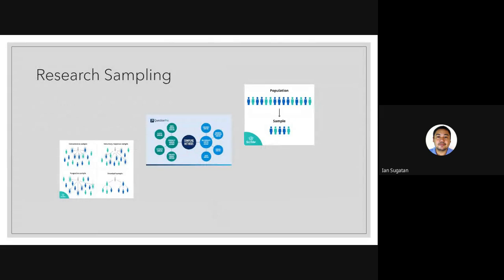So for research sampling, in statistics, quality assurance, and survey methodology, sampling is the selection of a subset, which is a statistical sample of individuals from within a statistical population, to estimate characteristics of the whole population. So statisticians attempt to collect samples that are representative of the population, and sampling has lower cost and faster data collection than measuring the entire population, and can provide insights in cases where it is infeasible to sample an entire population.